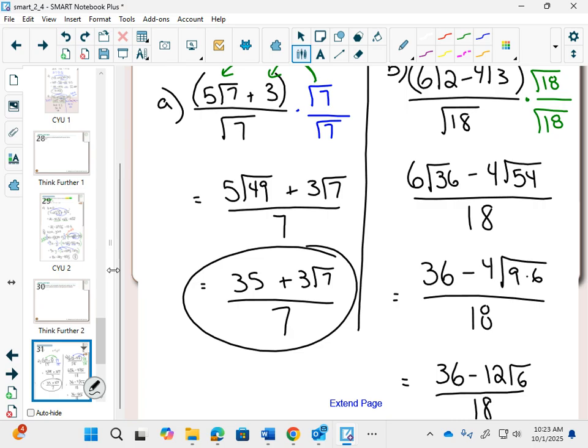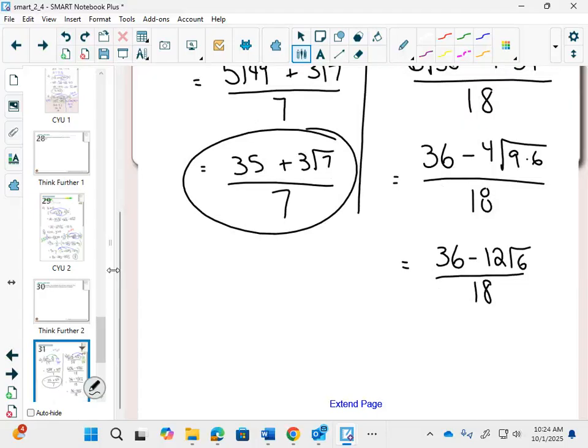Good. So now we simplified the radicals. Are we done? No. Why are we not done yet? You see, in all three of these things, there's something you could divide by. You could divide everything by 2. Is there something bigger you could divide by? 6. You can divide them all by 6.